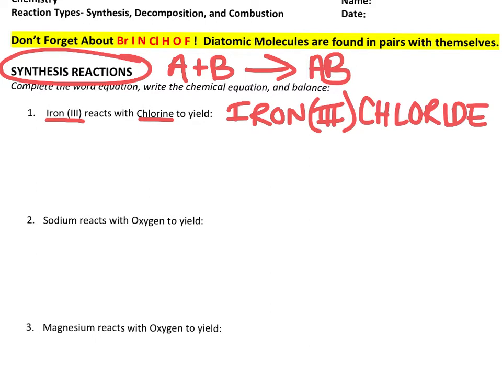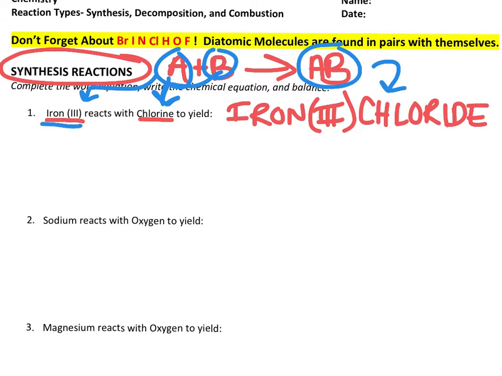And remember, this AB part is right here. That's the iron 3 chloride. The A and the B, in this case, would be the iron 3 and the chlorine. Guess I should have drawn it that way from the B. But there you go. A plus B gives you AB. Now that we have that, we need to start writing out our skeleton equation.